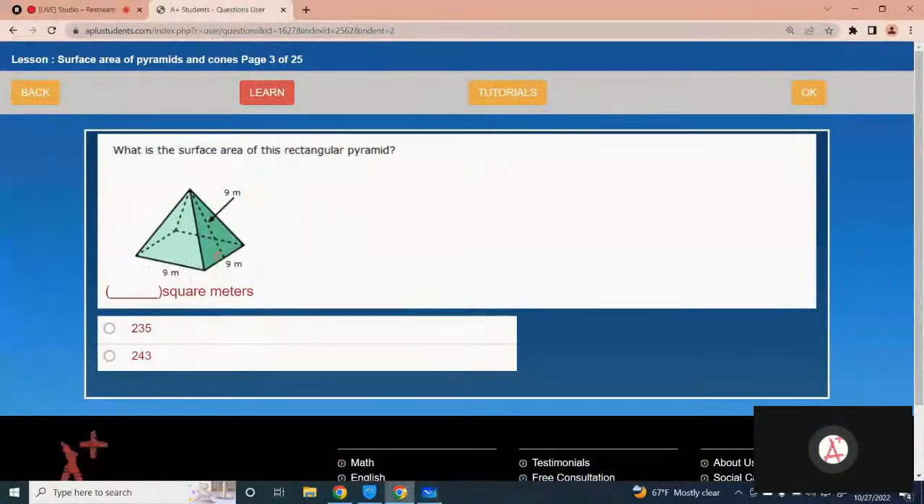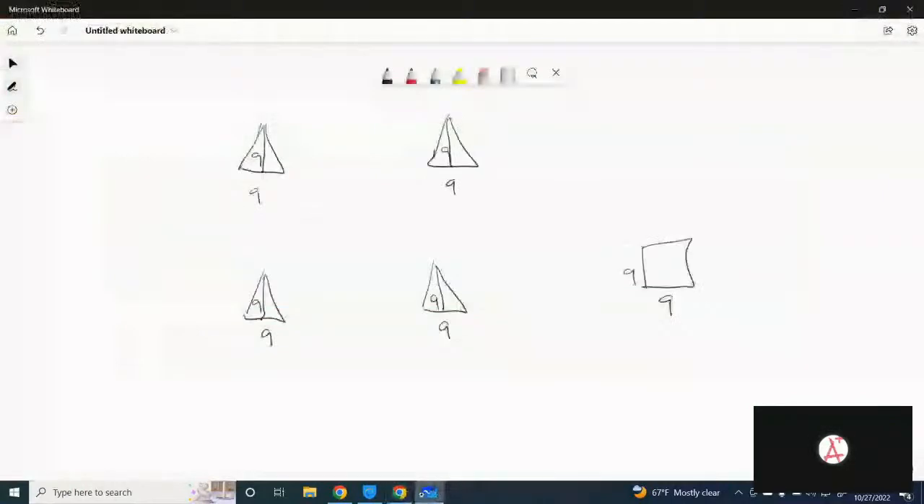Okay, let me just calculate the value. So the area of the triangle is half times base times height. So it would be 9 times 9 is 81, and 81 divided by 2 is 40.5. So for all the triangles, the values are the same. So the area would be 40.5. Got it? And for the square, we know that it is side times side. 9 times 9 is 81.